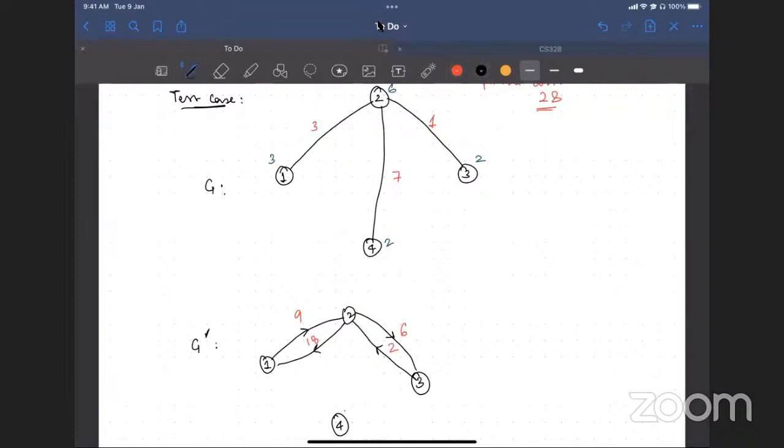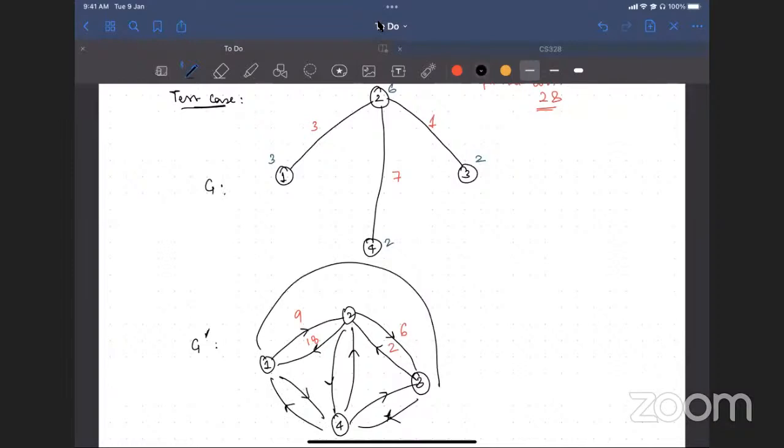Okay. 4 to 2? 14. 14. And 2 to 4? 42. 42. Okay. Yeah, that is I think right. So from 4 to 2 is basically 2 into 7, 14, and 2 to 4 is 42.